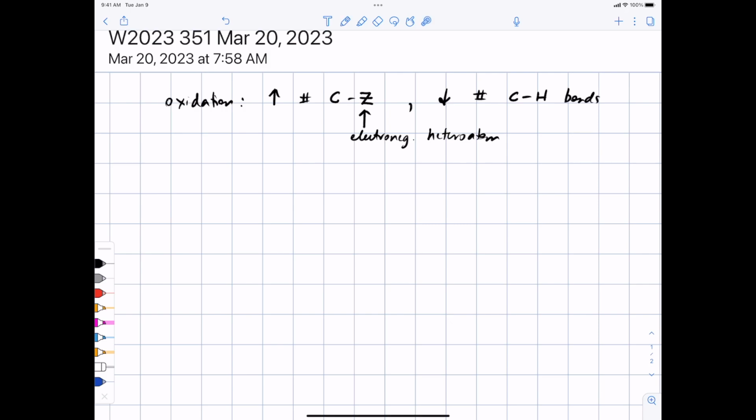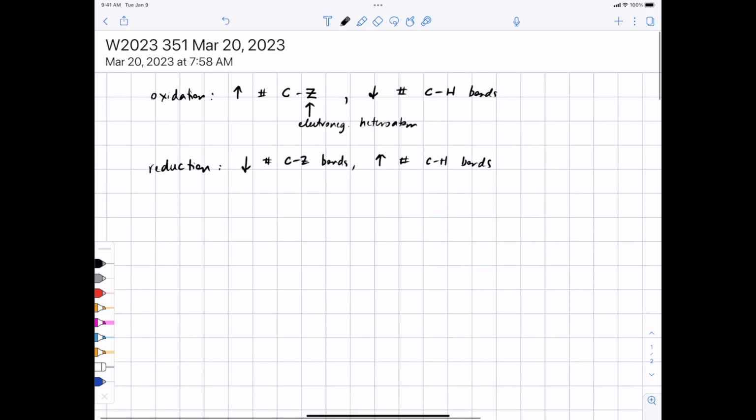And often these things will go together. Sometimes you can have one without the other, sometimes you can't. Reduction is going to be the opposite of oxidation, so you'll be able to tell something is reduced because you will see a decrease in the number of carbon heteroatom bonds and/or an increase in the number of carbon-hydrogen bonds. Yes? Hydrogenation is an example of reduction, yes.